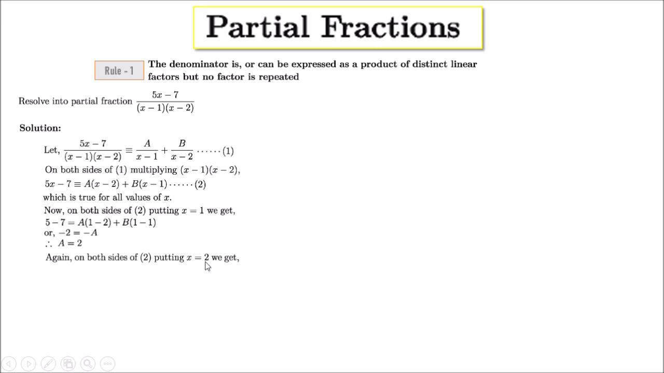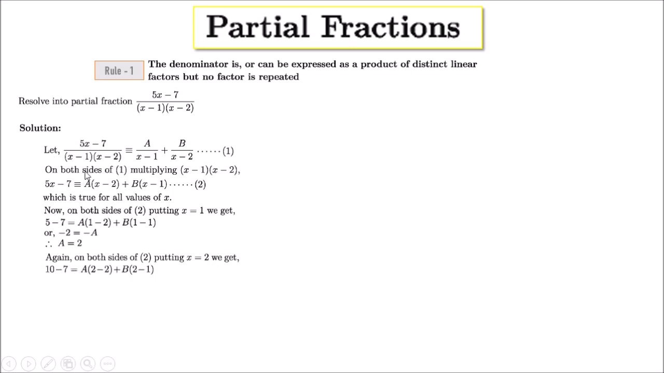So, whatever is there in the factors, you just set that equal to 0, and from that you get the number, and you put that value of x here. From the first one, x minus 1 equal to 0, x equals 1, you just put x equal to 1 here, and here x minus 2 equal to 0, x equals 2. So you just write here x equal to 2.